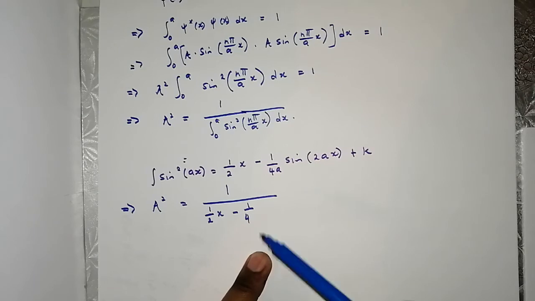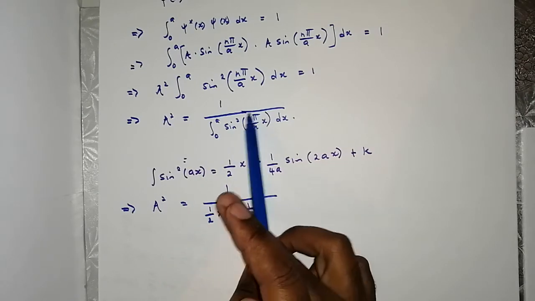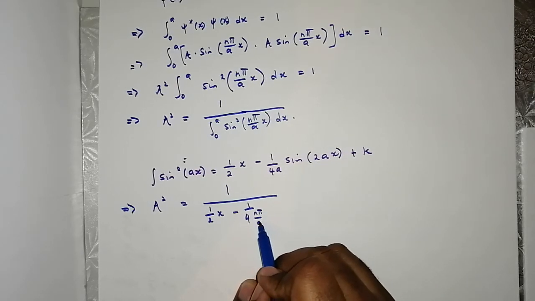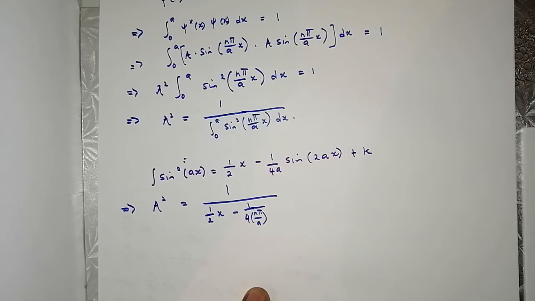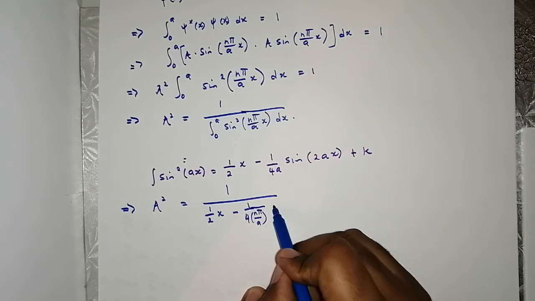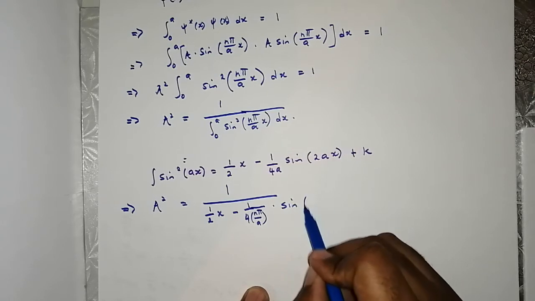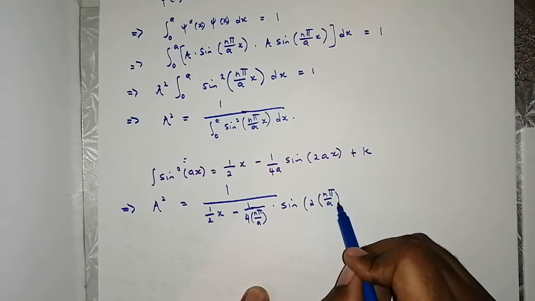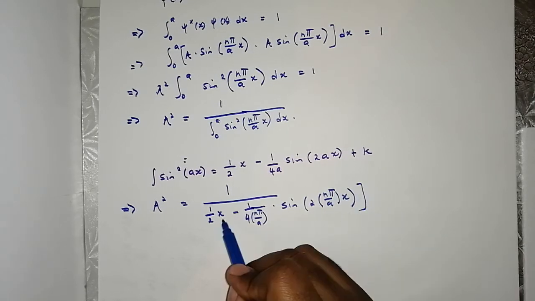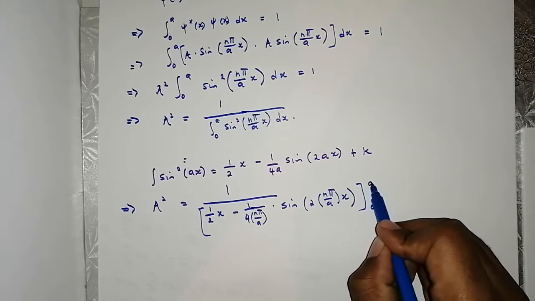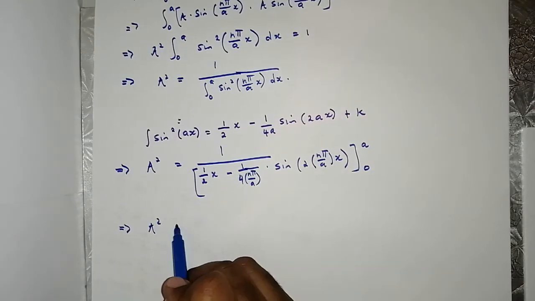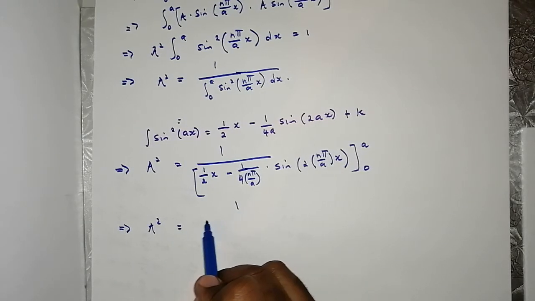But now we must note what a is. What is in front of x is n pi divided by a, so that is our a, multiplied by the sine of 2a, which is n pi divided by a multiplied by x. Then for all of this, we are going to apply the boundary conditions. You can see what I'm doing.